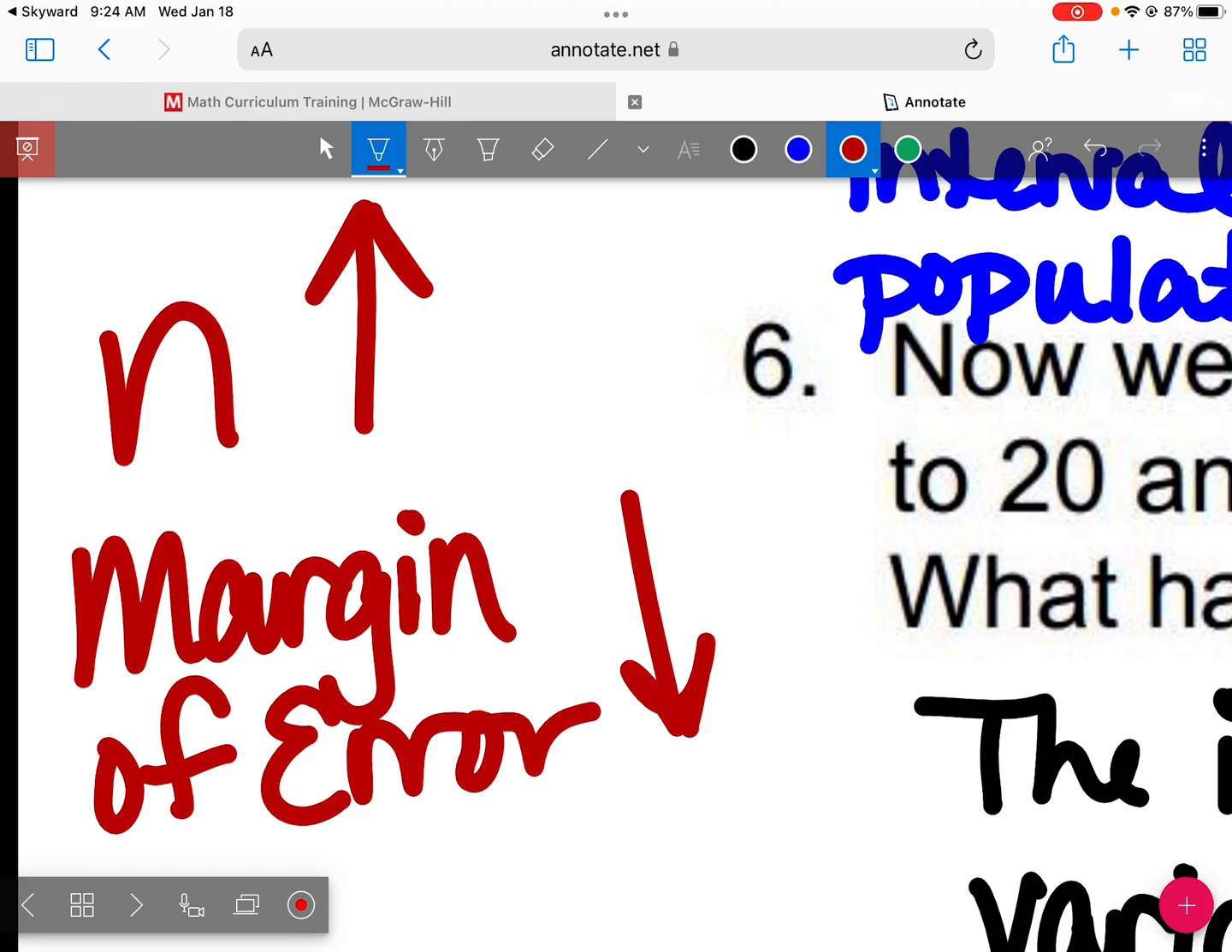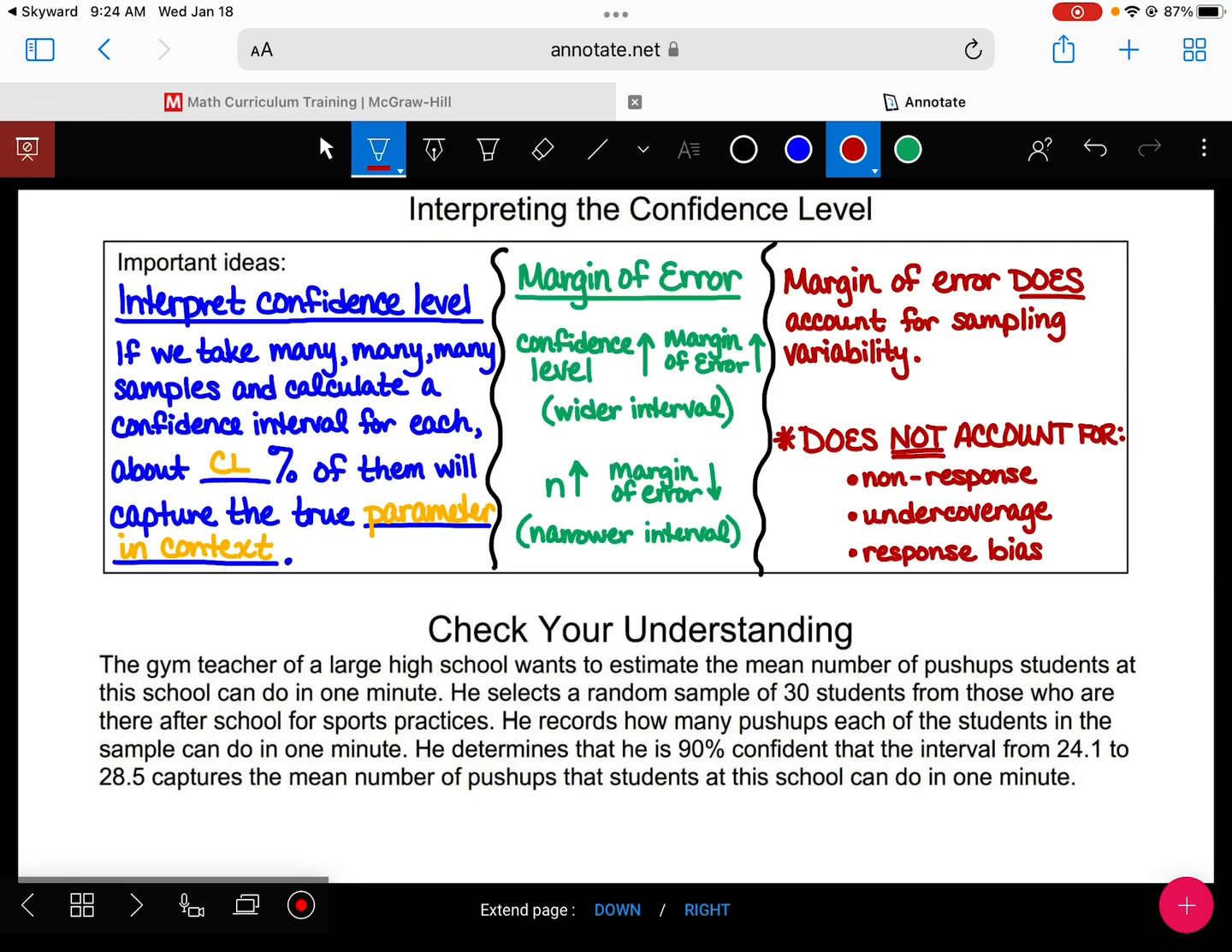If I want my confidence level to go up, my margin of error is going to go up. If I increase my sample size, my margin of error will go down because I'm tightening up, I'm reducing variability. Think about it in terms of standard deviation. As my sample size gets bigger and bigger, my standard deviation gets smaller and smaller. So it's going to get tighter and tighter. Sample size goes up, margin of error gets tighter. Does that make sense so far? Right. That's our big ideas for today.